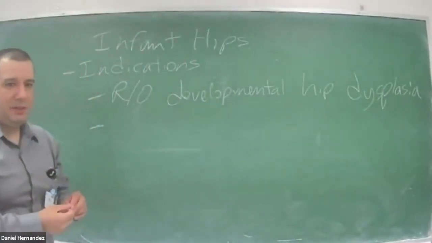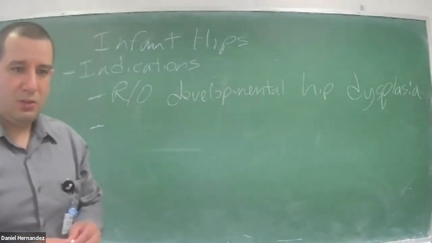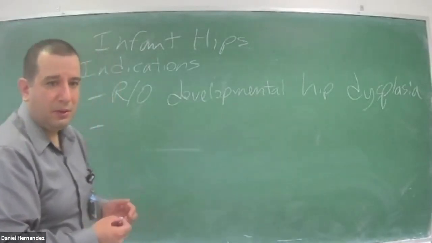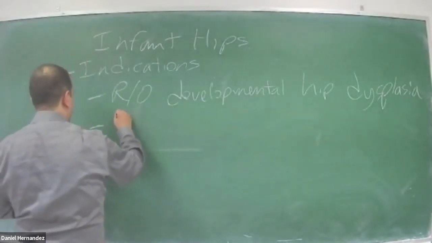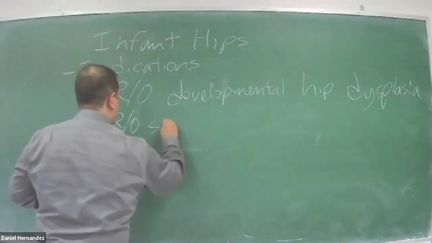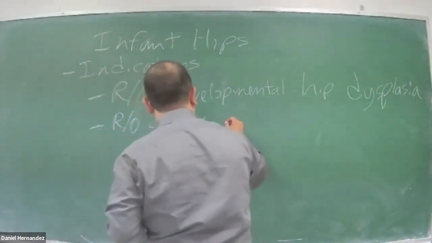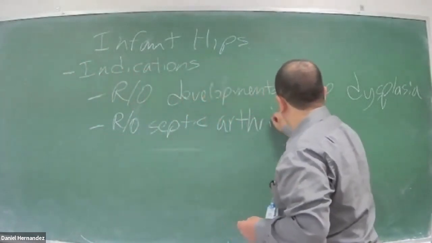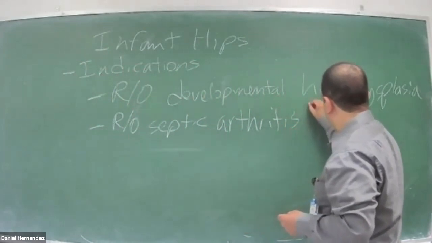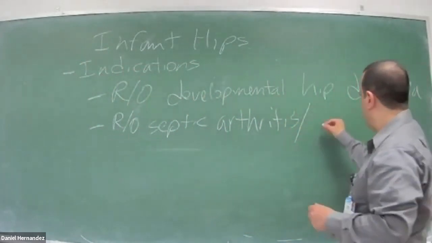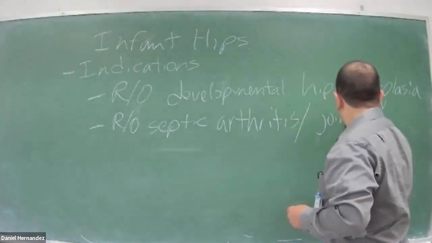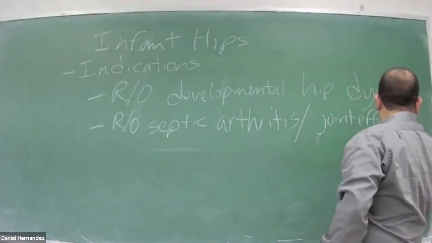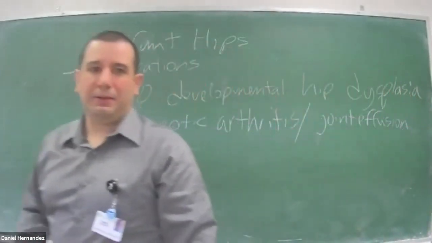Another indication potentially could be to rule out or assess for septic arthritis and/or joint effusion. So we're looking for fluid, or effusion fluid, around that hip joint.